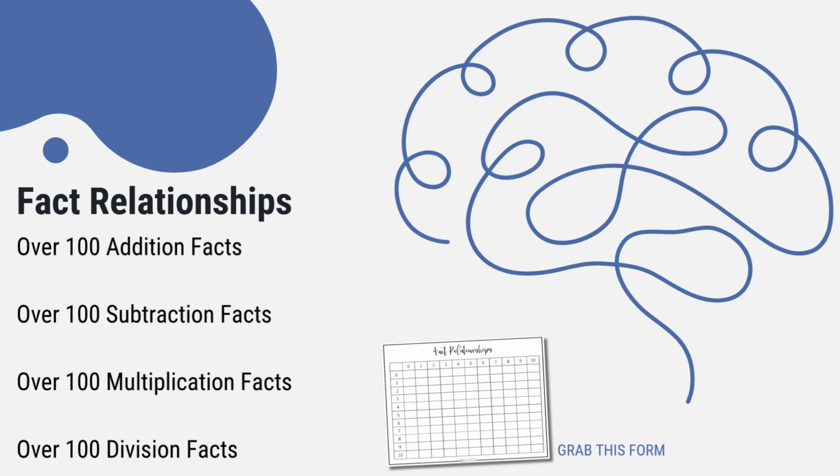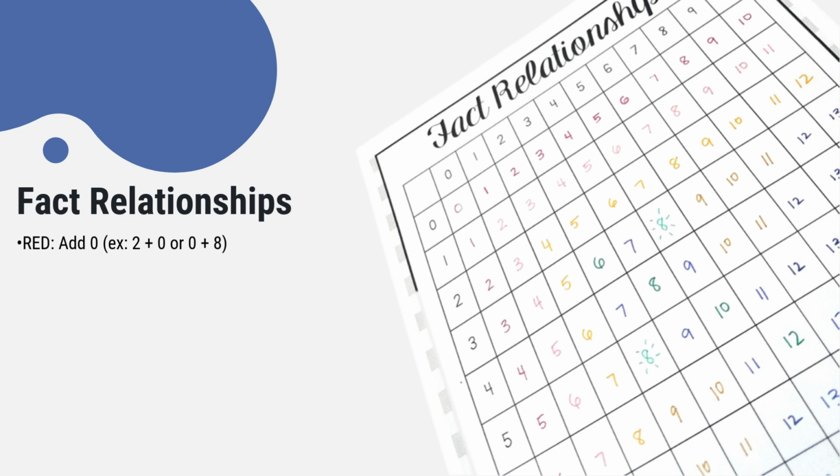You can see that in the beginning, that might work. But by the time we put together addition, subtraction, multiplication, and division, this is an unrealistic task to ask your students to memorize over 400 individual facts. So, what can we do instead?